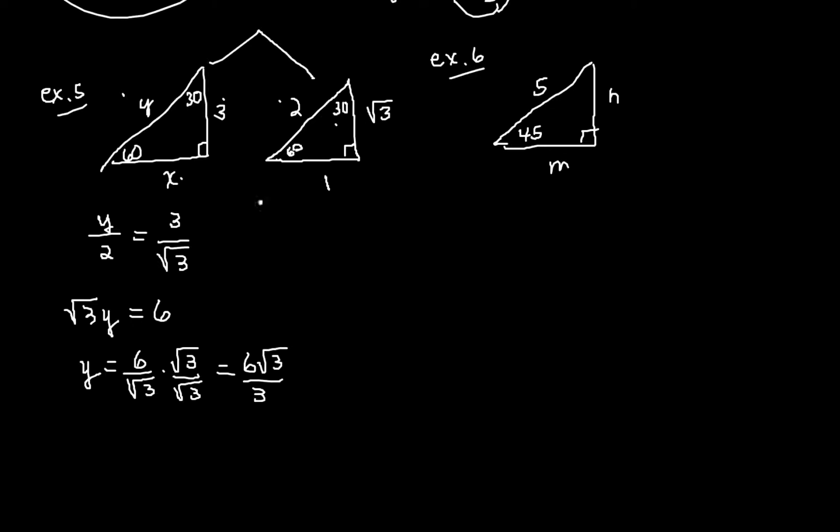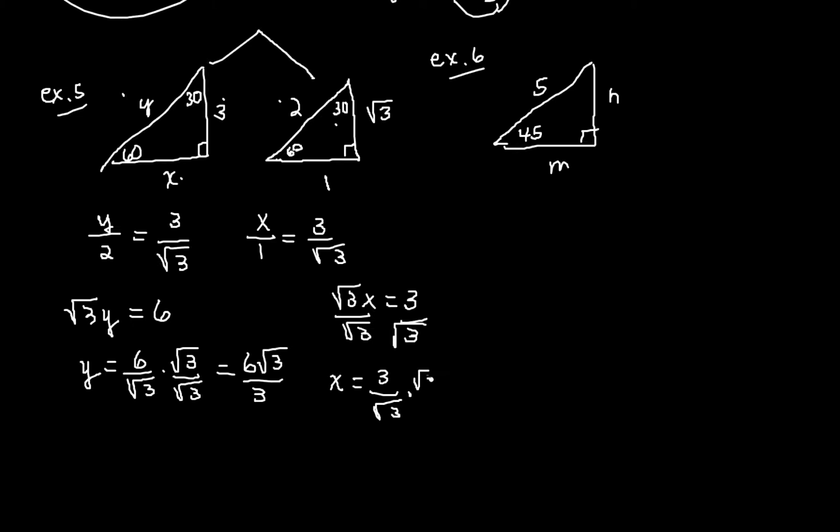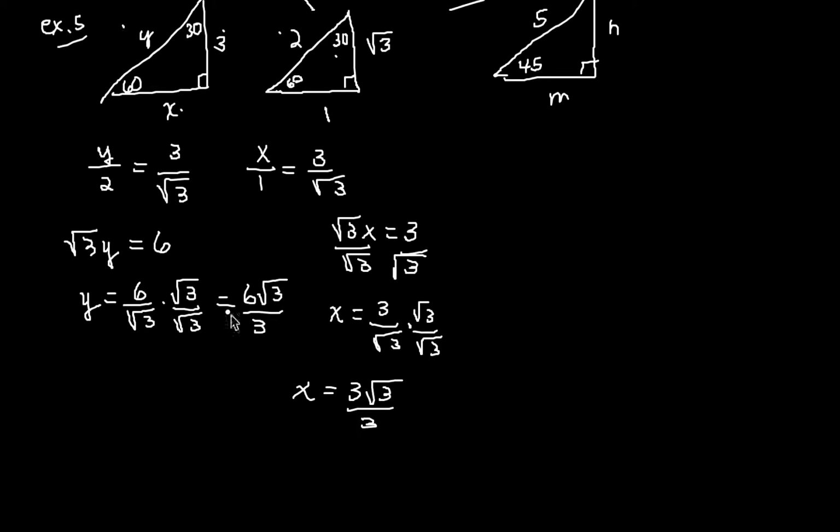So now we're going to do the x over 1. So you get x over 1 equals 3 over the square root of 3, and you do the same thing. You would get square root of 3x equals 3. Divide by the square root of 3, and you would get x equals 3 over the square root of 3, and then you rationalize. And for this one, you would get x equals 3 square root of 3 over 3. And I didn't simplify this one either. You should cross this out. So you're going to get y equals 2 square root of 3, and x equals the square root of 3, because these would cross out.